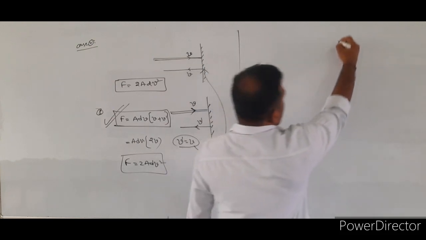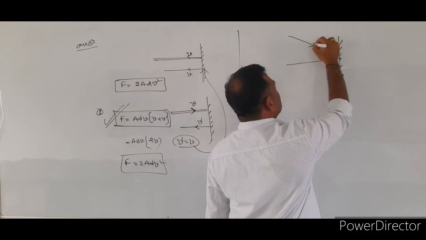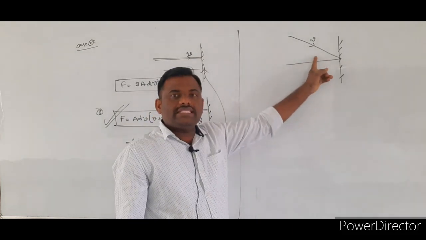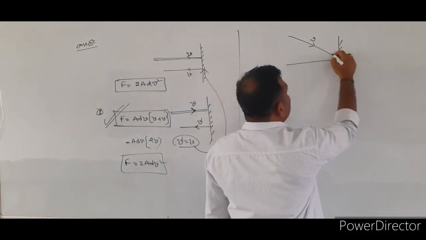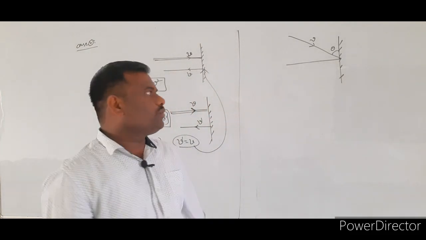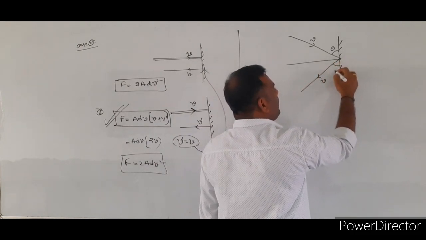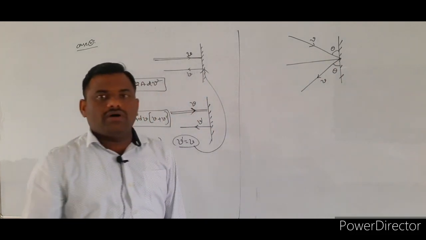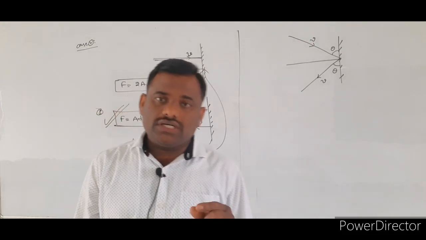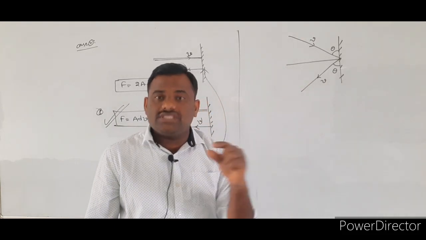And another case is what? Here we are assuming that a water jet strikes the vertical wall with a speed of V, making an angle theta with respect to the wall, and it bounces back with the same speed, again making the same angle with respect to the wall. In this case also we have to calculate the force exerted by the water jet over the given vertical wall. A similar case we discussed in the case of the change in momentum.